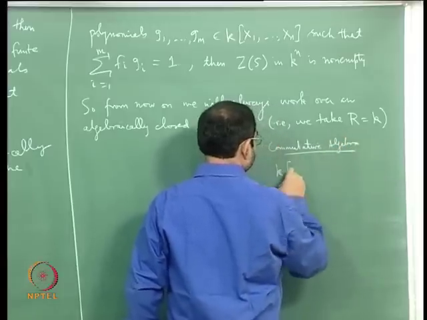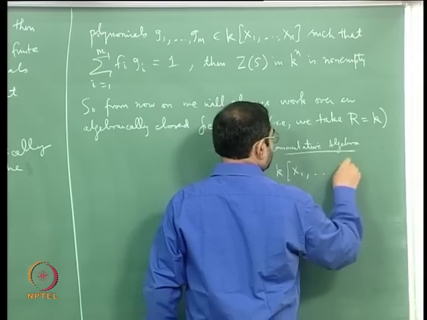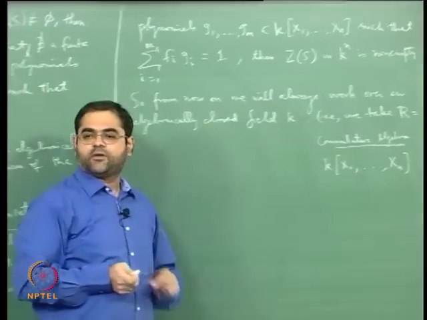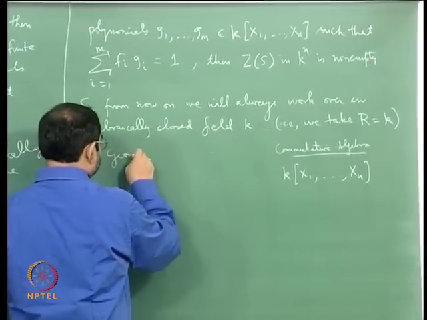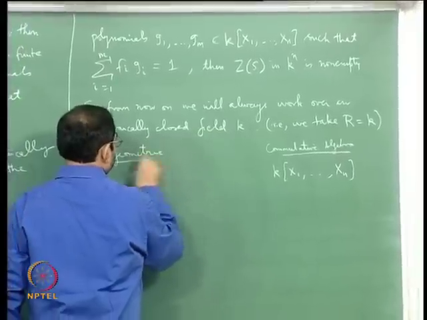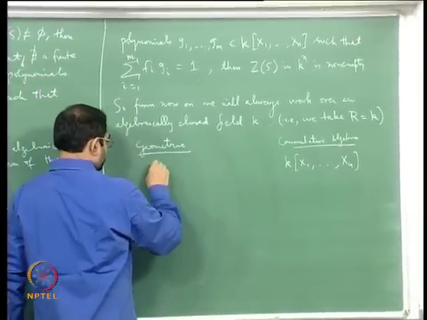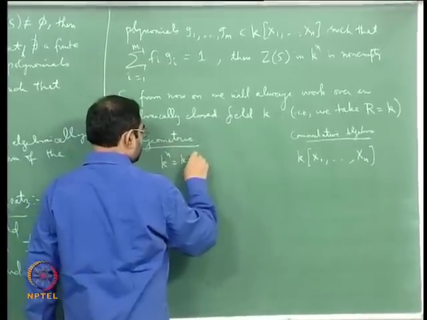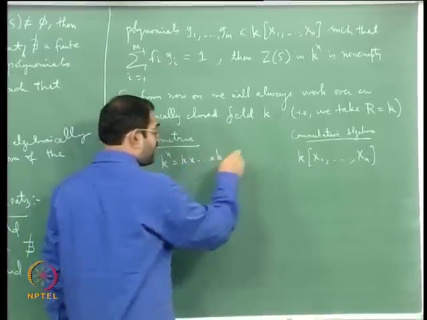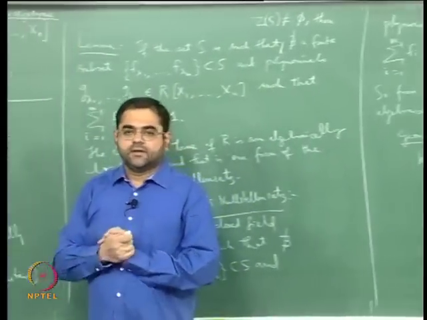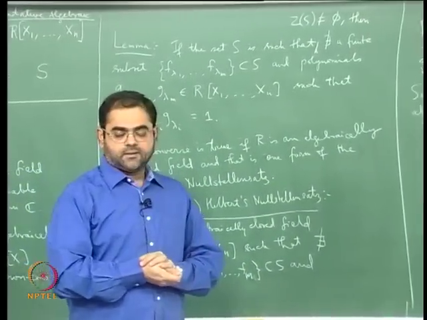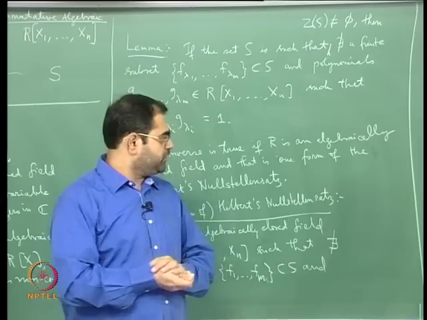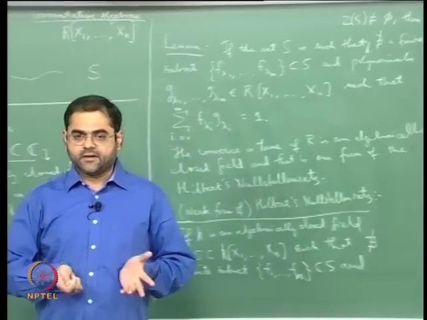We have k[x1, ..., xn]. This is the polynomial ring in n variables, and on the geometric side, we have k^n, which is k cross k cross k, n times. Okay. Now, how do you think of k^n? You're used to k^n from linear algebra.